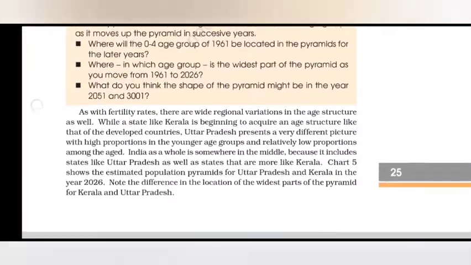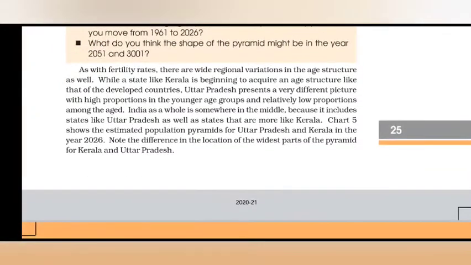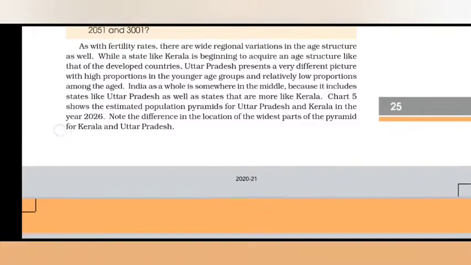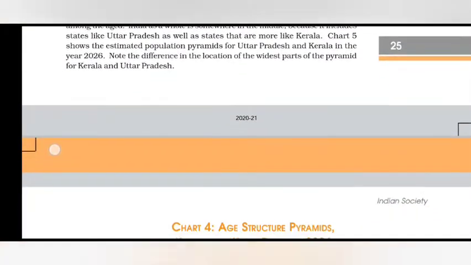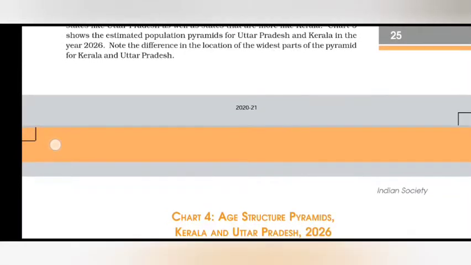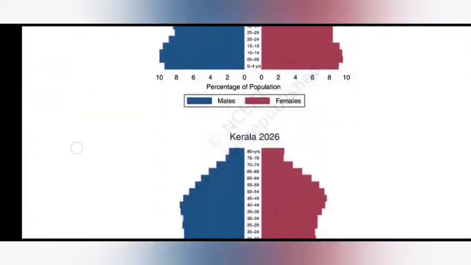As with fertility rates, there are wide regional variations in the age structure as well. While a state like Kerala is beginning to acquire an age structure like that of developed countries, Uttar Pradesh represents a very different picture with high proportion in the younger age groups and relatively low proportion among the aged. India as a whole is somewhere in the middle because it includes states like Uttar Pradesh as well as states like Kerala. Chart 5 shows estimated population pyramids for Uttar Pradesh and Kerala in the year 2026. Note the difference in the location of the wide part of the pyramid for Kerala and Uttar Pradesh.